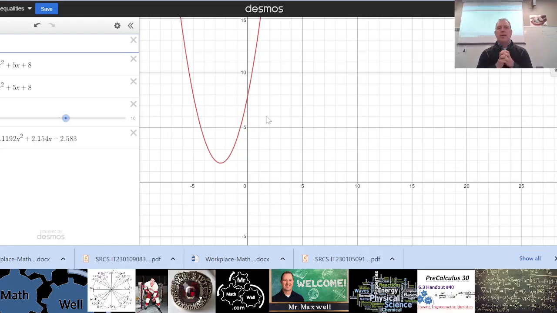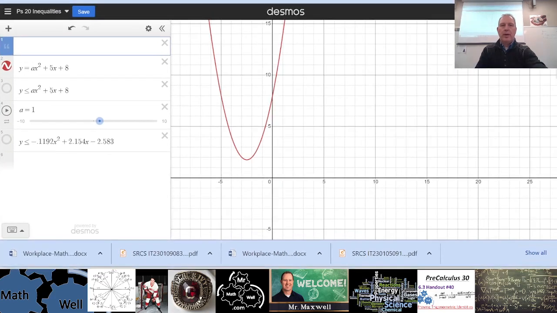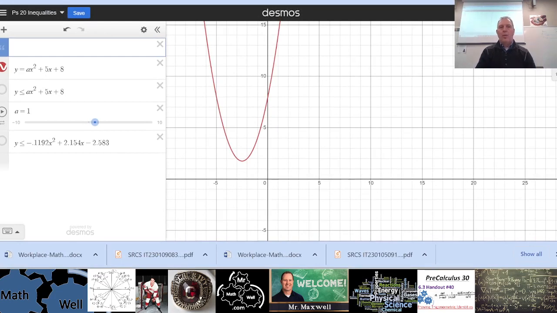So on Desmos, what we see here is I have a quadratic equation. I have a parabola in red on the screen here, okay? And the equation for this doesn't really matter. It's 1x squared plus 5x plus 8, okay? Now, I want to show you this. I want to show you if I make a 0, what does that turn that graph into?